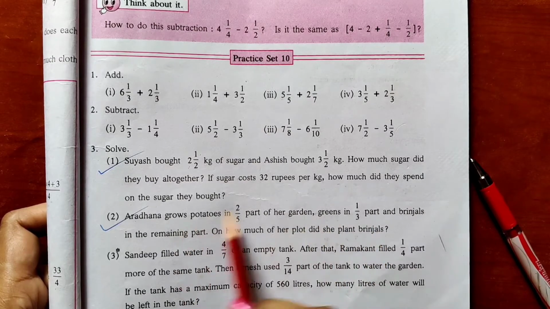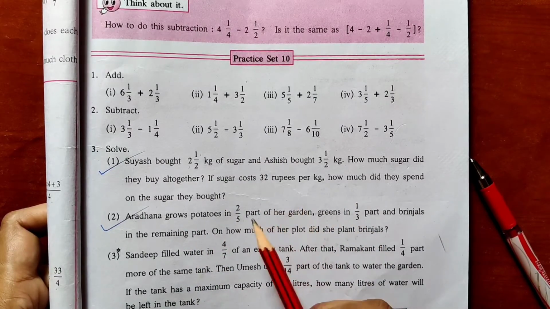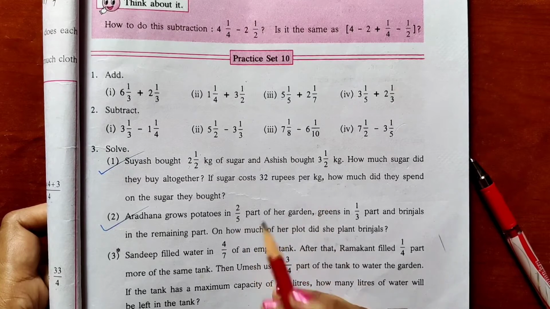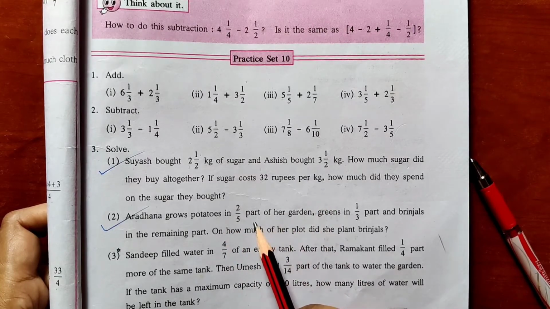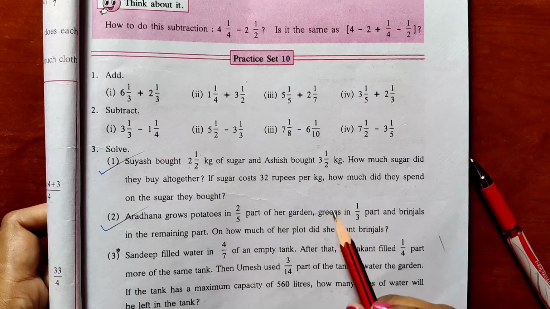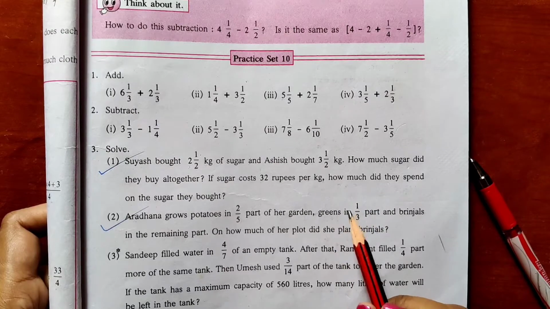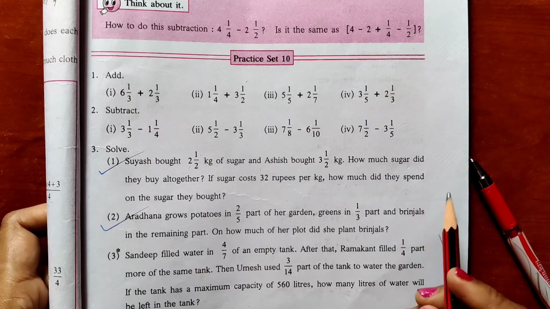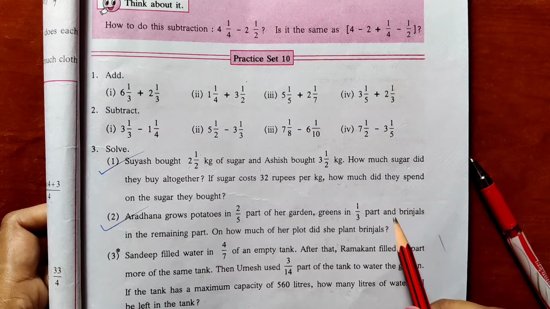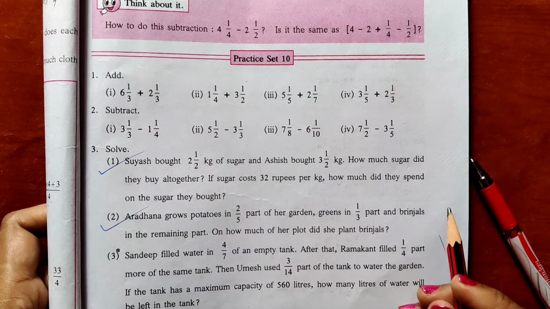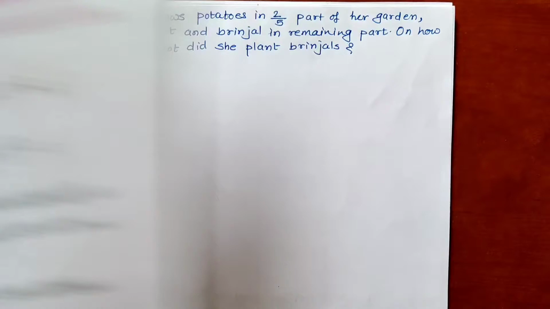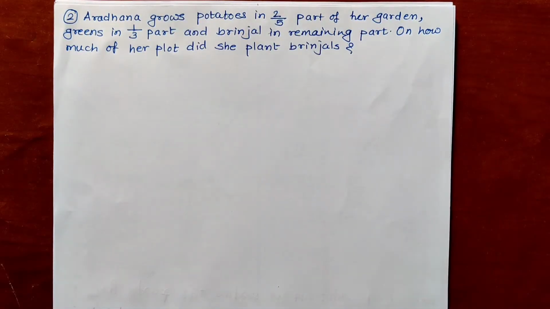Okay, she is having one big garden. In that garden, 2/5 part she planted potatoes. 1/3 part of the garden she planted green vegetables, and remaining part she kept for brinjals. So how much part is remaining for the brinjal, that we will have to find out. Okay, so I have written the question as it is.